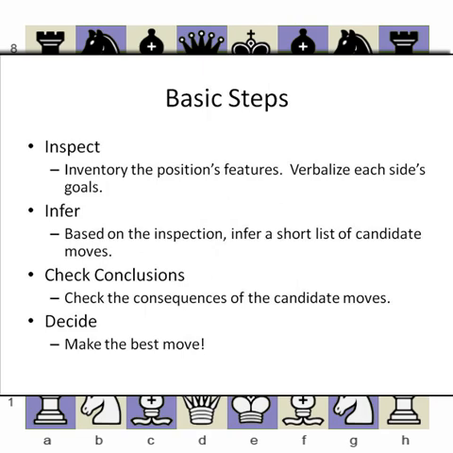The next step is to infer. Infer means, based on the inspection factors that you found, infer a short list of candidate moves. This follows the advice of many world champions who played seamlessly, effortlessly, and intuitively. The third step is to check conclusions, when you check the consequences of your shortlisted candidate moves. And of course, the last step is to decide and execute the move that you believe to be the best.